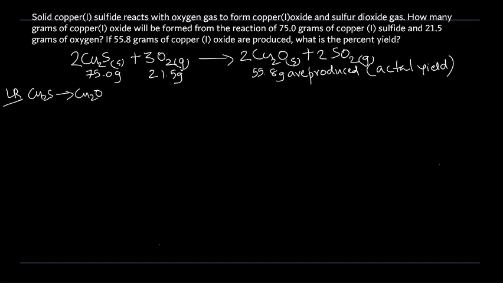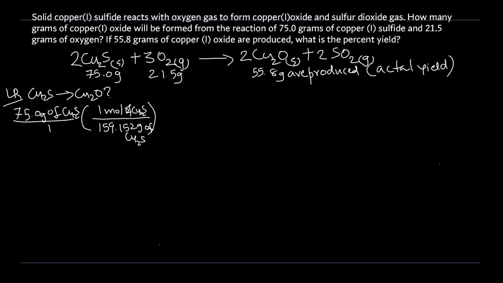For that one, I will start with what is given. So I have 75 grams of Cu2S divided by 1, and I will convert that mass into moles. We know that 1 mole of Cu2S is 159.152 grams of Cu2S. So first I have to convert it into moles, and then I can use the mole ratio in the equation. The mole ratio between copper(I) sulfide and copper(I) oxide is 2 moles of copper(I) sulfide to 2 moles of copper(I) oxide.